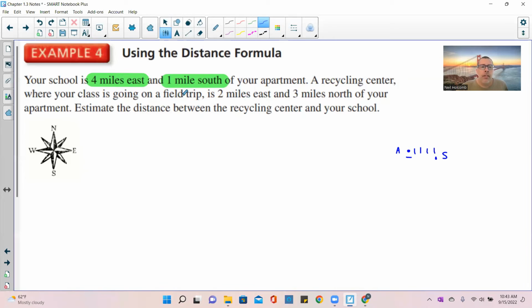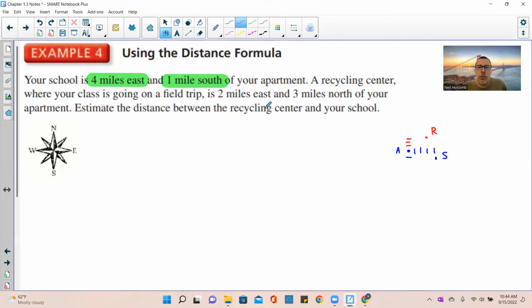Then it says a recycling center where your class is going on a field trip is 2 miles east and 3 miles north of your apartment. So you start at your apartment again, and you go 2 miles east, which would be to here, and 3 miles north, which is up here. And that is the recycling center. So the house is here, the school's here, the recycling center's here.